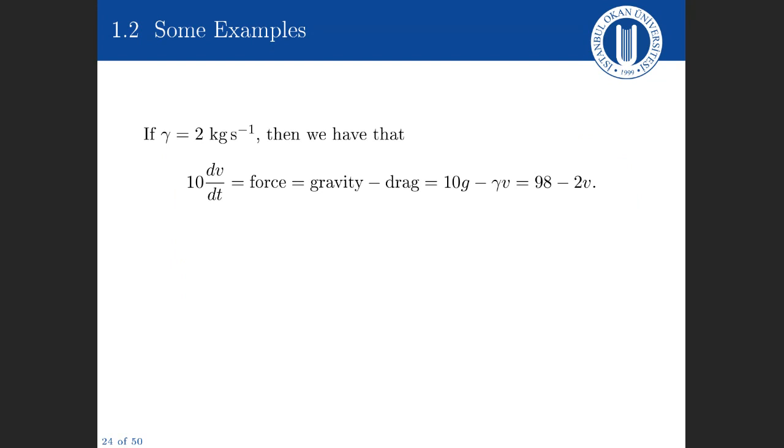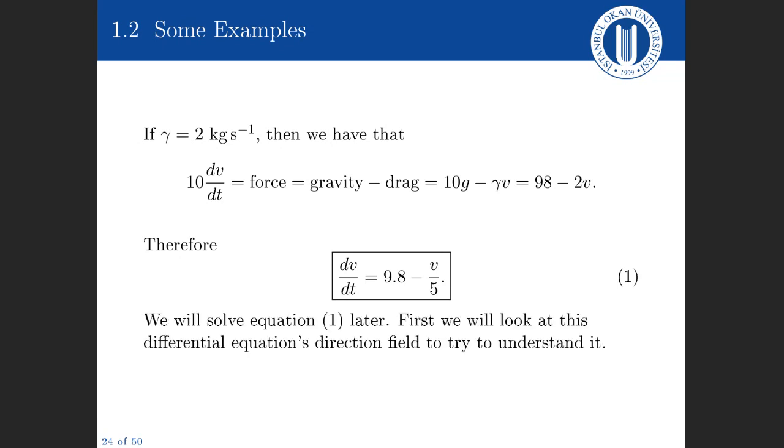Then force is mass times acceleration, and force is gravity minus drag. We find that 10 dv/dt is equal to 98 minus 2v. Divide by 10, we get the acceleration dv/dt is equal to 9.8 minus v over 5. This is our differential equation for the falling object. We're going to solve this equation later. But first, to try to understand this equation without solving it, I want to look at this differential equation's direction field.